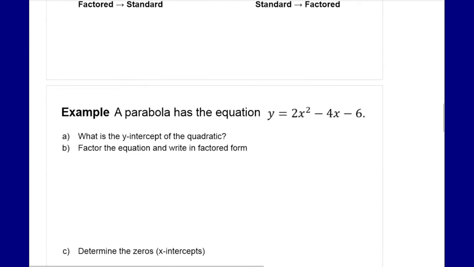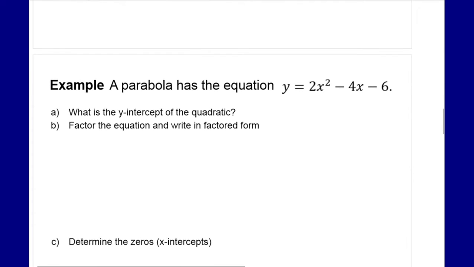So we're going to go step by step. So we have our parabola with an equation y equals 2x squared minus 4x minus 6. What is the y-intercept of this quadratic? Well, this is the one piece of information that this quadratic gives us, which is this last value, that minus 6. So that minus 6 is our y-intercept.